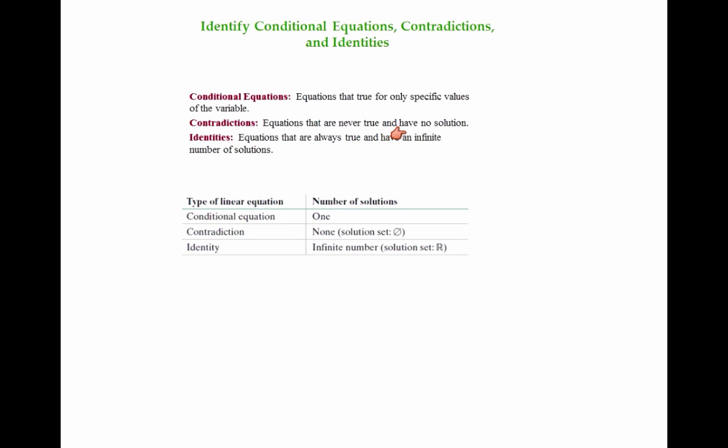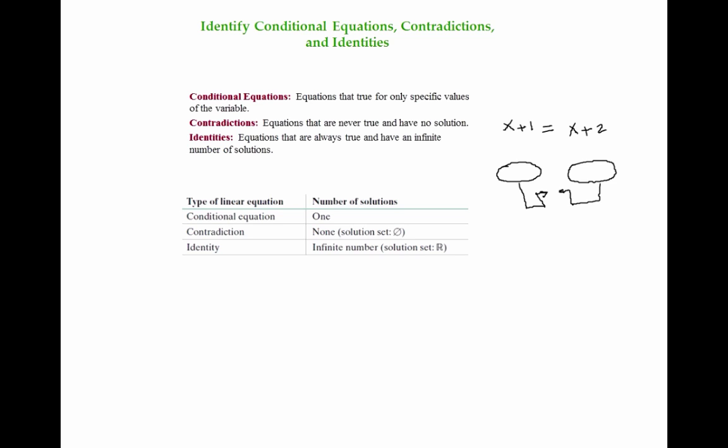Contradictions are equations that are never true and have no solution. Let's take a look at an example of that. What equation is never true? If I have x plus 1 is equal to x plus 2, can I make this equation true ever? You can't, right? Because it's kind of like you have a scale here. Remember there are old scales like this? A lot of you don't remember these old scales, but they existed before.